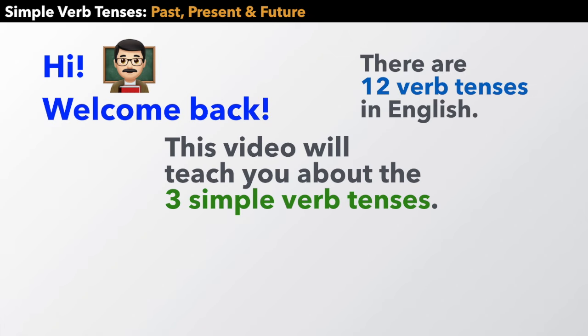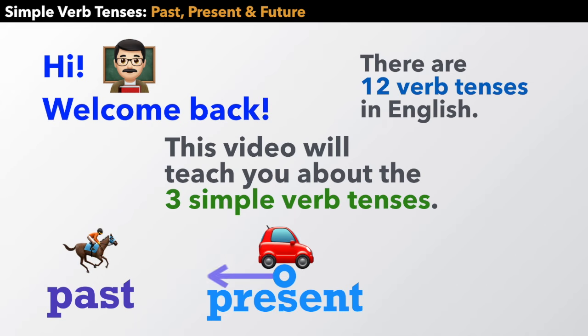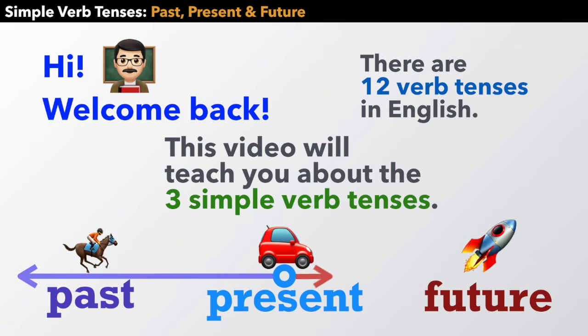There are 12 verb tenses in English. This video will teach you about the 3 simple verb tenses: simple present, simple past, and simple future.